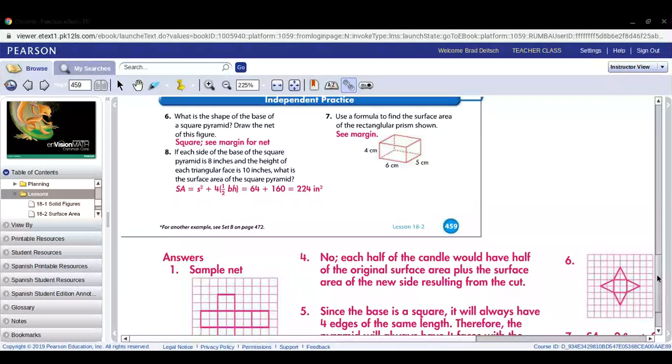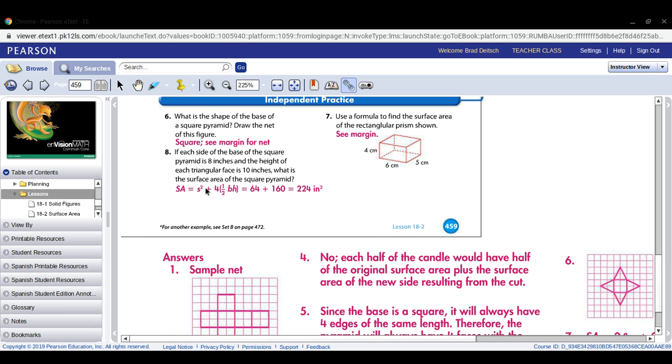Number 8 says if each side of the base of a square pyramid is 8 inches and the height of each triangle face is 10 inches, what is the surface area? So the base is going to be, so it says the square pyramid is 8 inches, so 8 times 8. And then the height, so what you do is you plug it in.